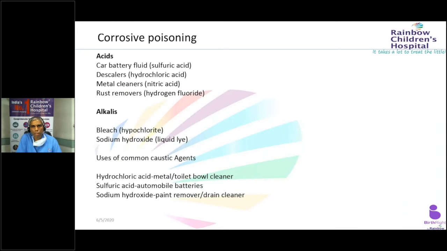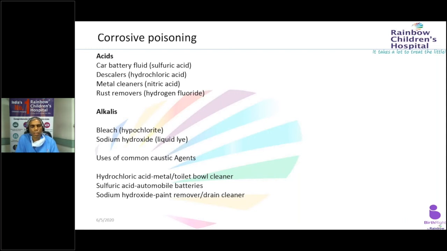The next common poisoning we tend to see in our day-to-day practice is corrosives. So either it could be acid or alkali. The common acids are car battery fluid, which contains the sulfuric acid, and descalers or toilet bowl cleaners, which has hydrochloric acid, metal cleaners, which has nitric acid, and rust removers like hydrogen fluoride. Whereas in alkali group, you have bleach and sodium hydroxide.